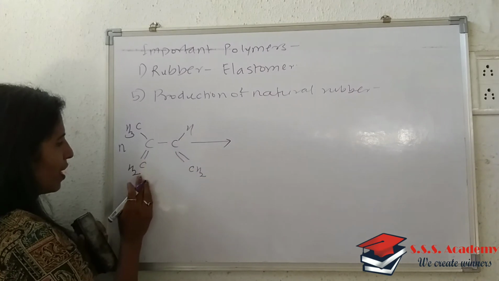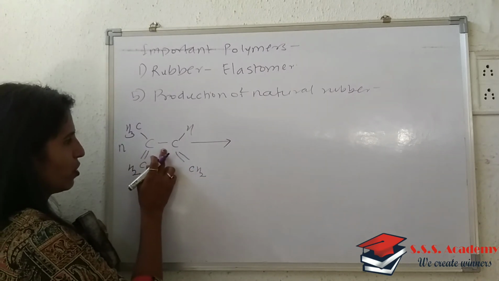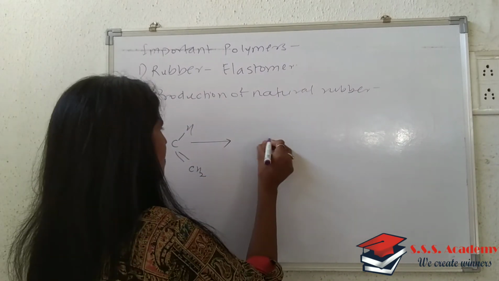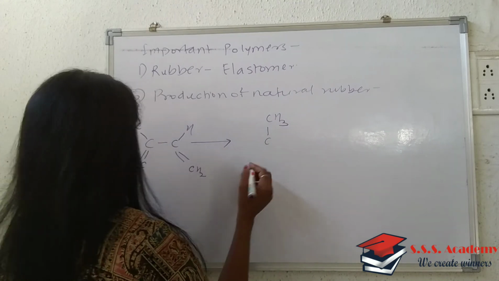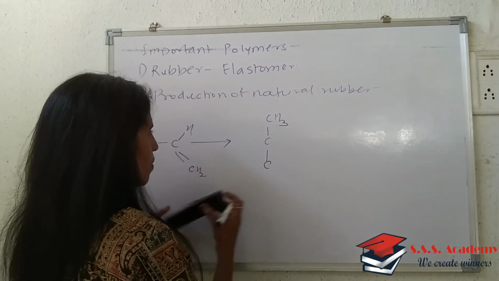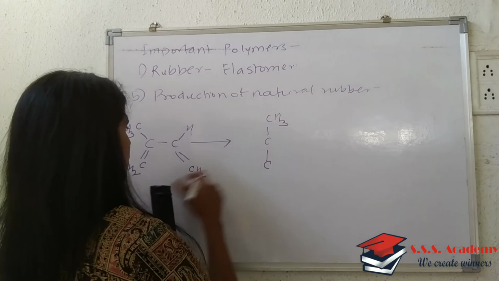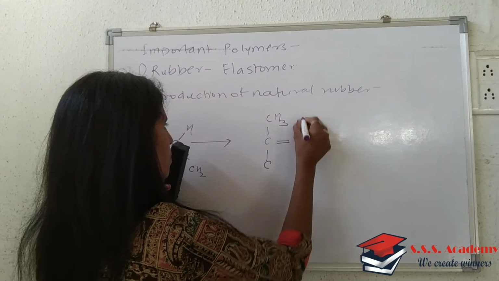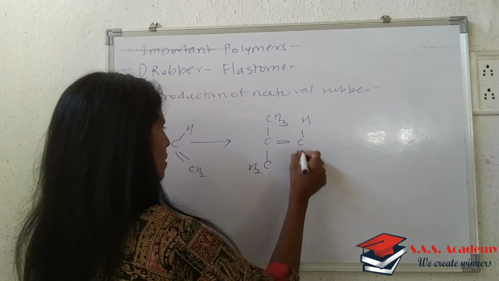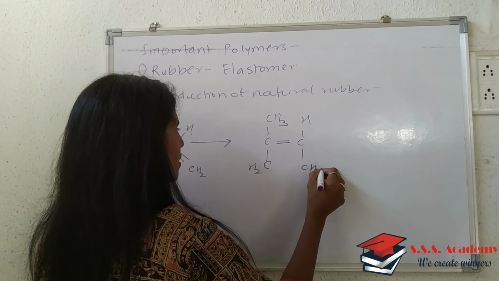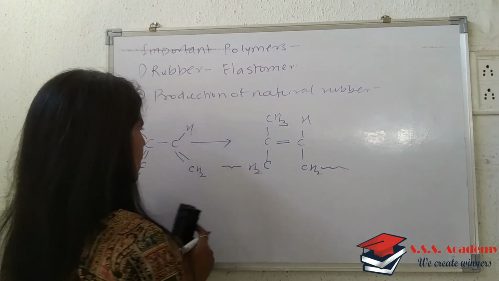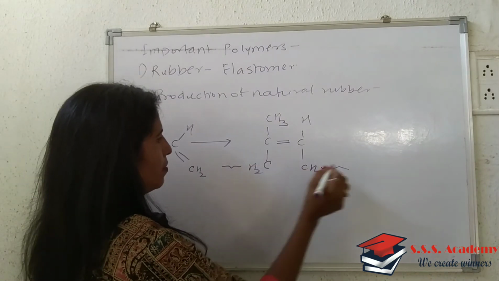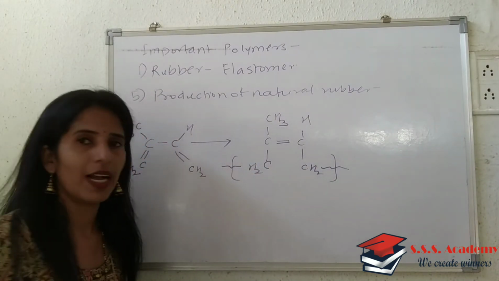What next you will do? This bond is going to shift, right? The bond between first and third will shift to between 2 and 3, and the bond between third and fourth will shift to form a new bond, and therefore the structure will be like this. This CH2 as it is, this CH2 as it is, right? And therefore what will happen?